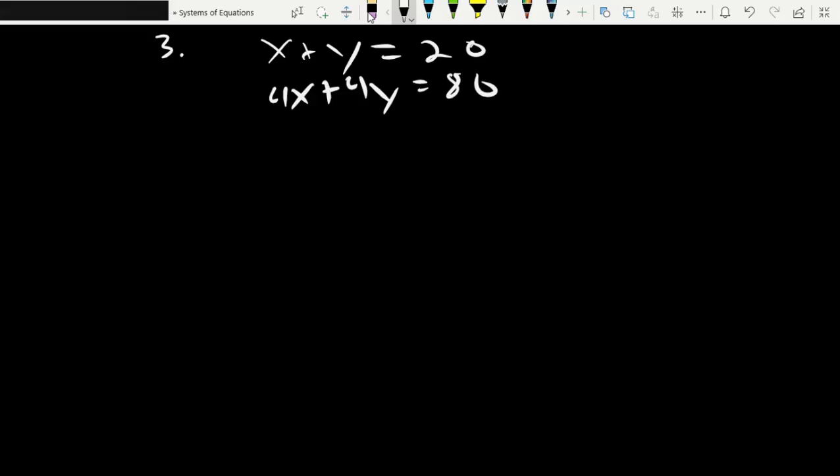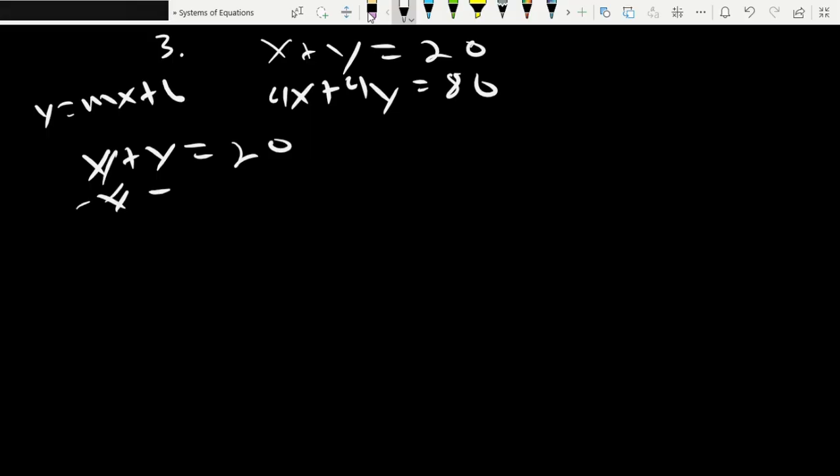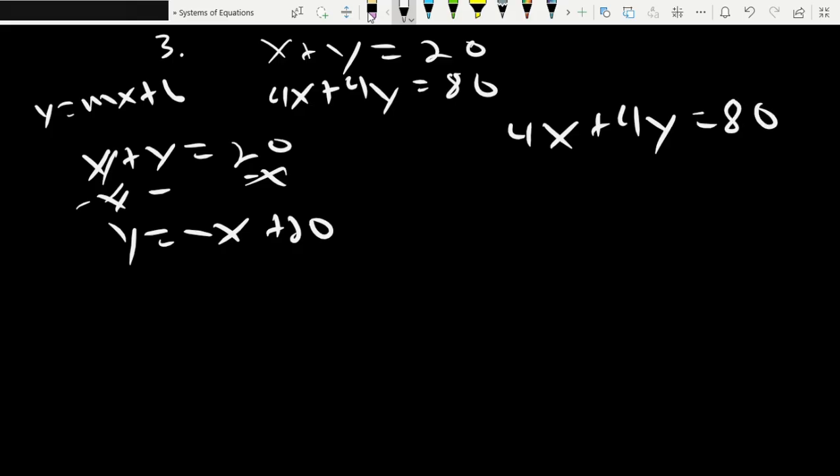Okay, so let's see here. We're actually going to solve these equations. Let's turn them into y equals mx plus b form. So just isolate right there. Y equals negative x plus 20, right? And then let's do this one here. 4x plus 4y equals 80. Minus 4x, minus 4x. It's going to be 4y equals negative 4x plus 80.